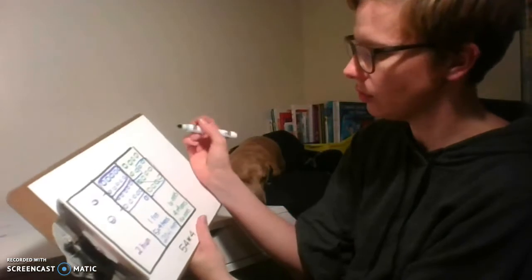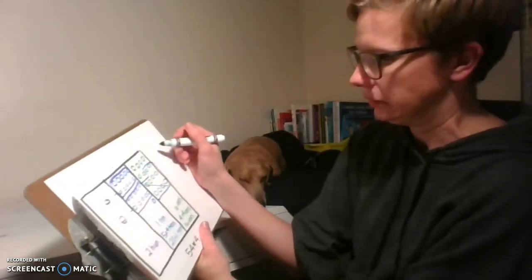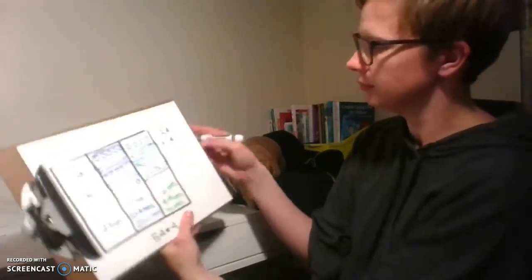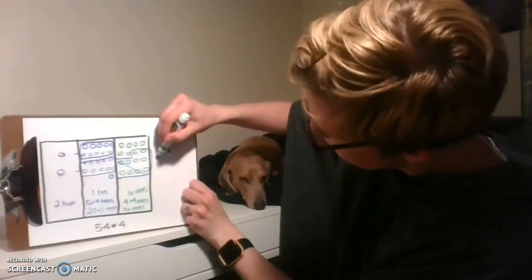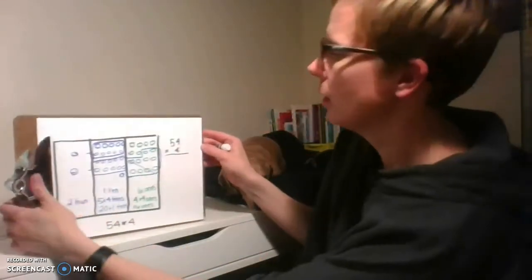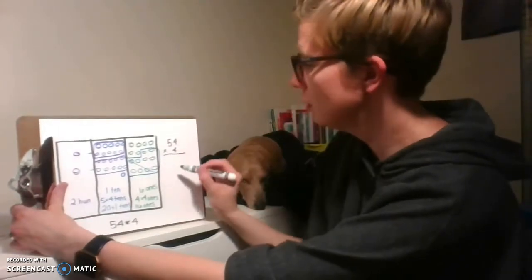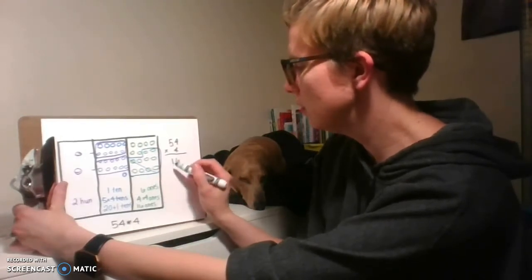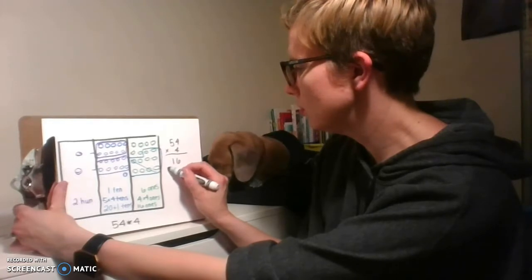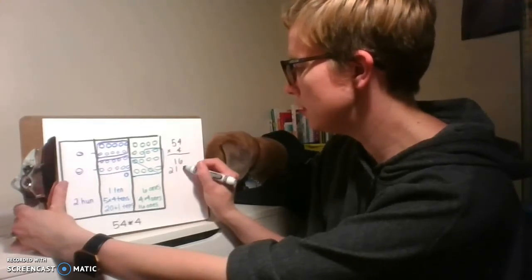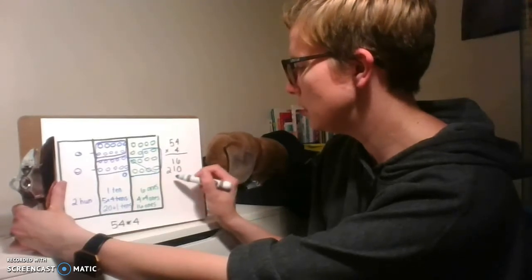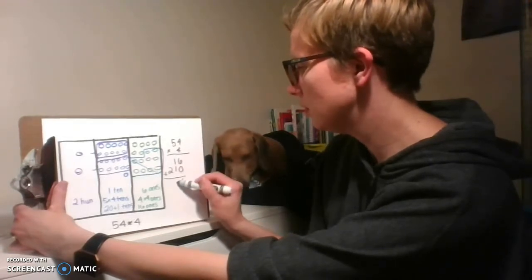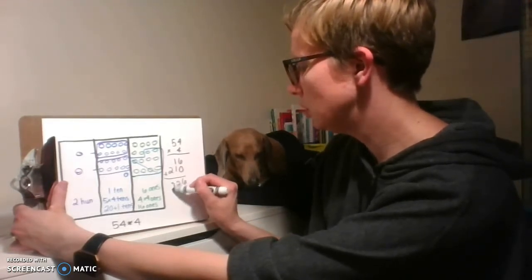Now, in vertical form with this one, we would have 54 times 4. In my ones, I would just put 16. In my tens, I would do 21, but since it's tens, it's 210. And I can just add it up.